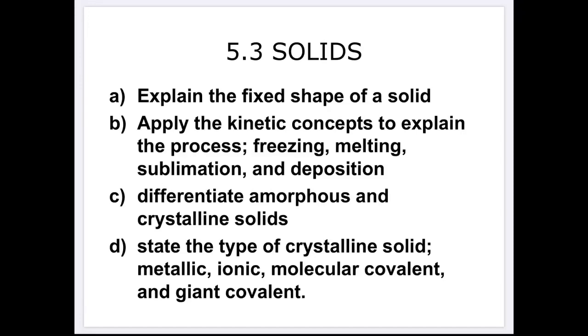In this video, we are going to learn 5.3 solids. There are 4 learning outcomes. A. Explain the fixed shape of a solid. B. Apply the kinetic concepts to explain the process, freezing, melting, sublimation, and deposition. C. Differentiate amorphous and crystalline solids. And D. State the type of crystalline solid: metallic, ionic, molecular covalent, and giant covalent.